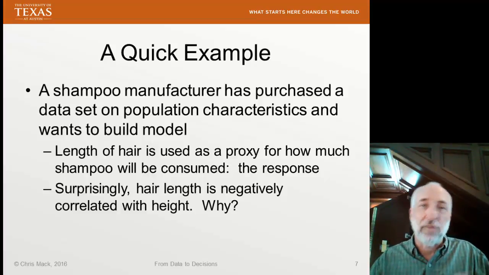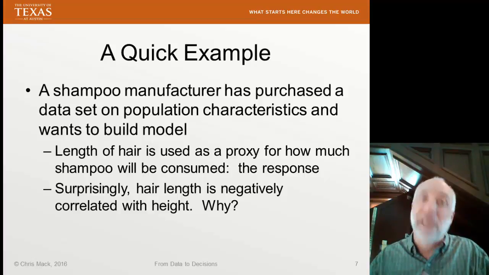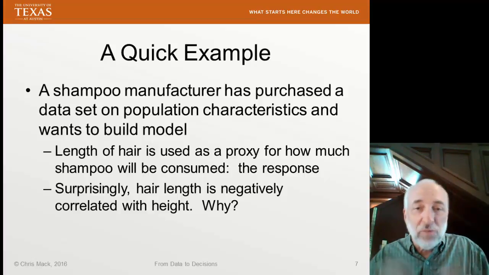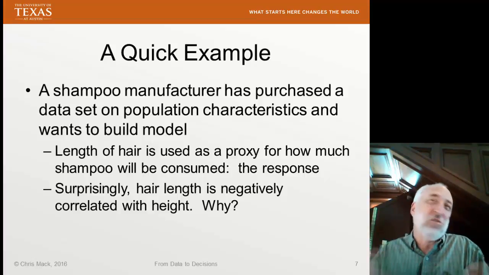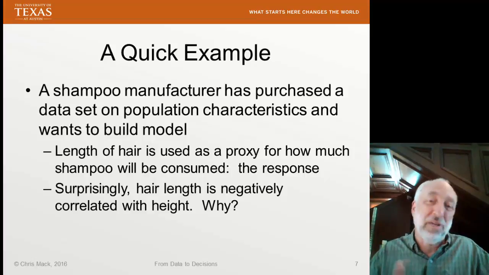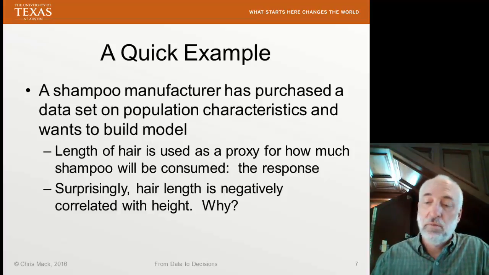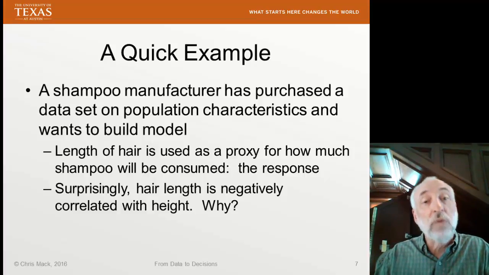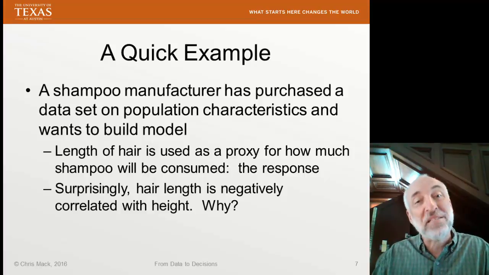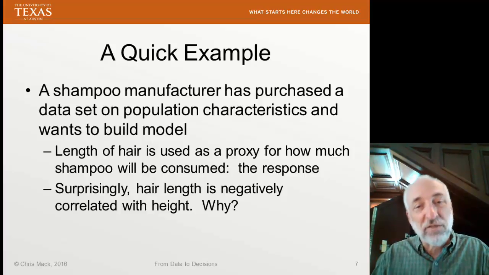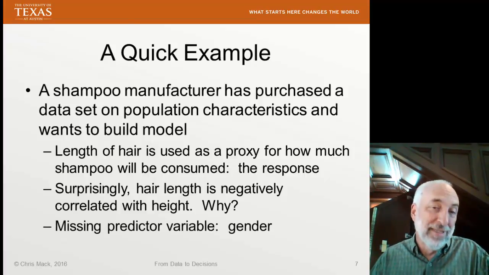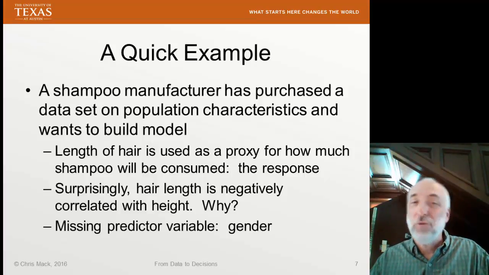Well, that was kind of shocking. I mean, I can't say I've ever noticed that before when I look around and I see people. Do I really notice that all the tall people have short hair and all the short people have long hair? Well, the model is significant, and what does it mean? Well, it turns out that I was missing an important predictor variable, gender. Women tend to have longer hair than men on average, and women on average are shorter than men.